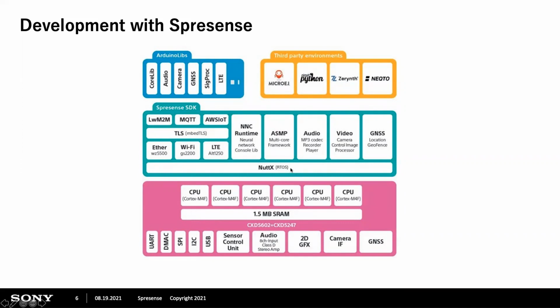And then the focus of this presentation is going to be this section. So when I say audio, video, GNSS, ASMP, everything is in this section. And as you can see, the Spresense SDK is built on NuttX, but we provide support for Arduino libraries as well. And we also support CircuitPython or MicroEJ also, and other third party. But the base is NuttX. I have webinars for CircuitPython and Arduino if you're interested as well. But for this presentation, we focus on NuttX.